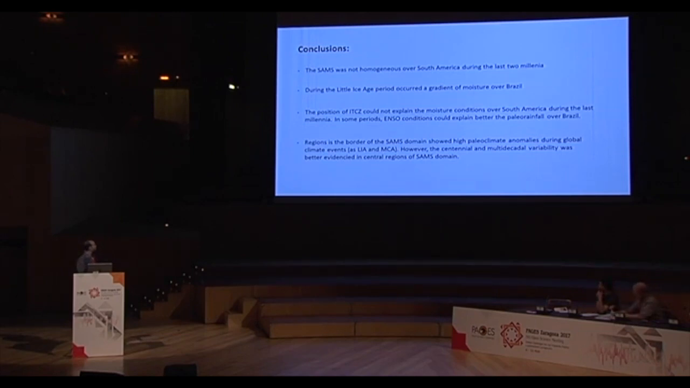The ITCZ position could not explain what's going on in South America. Maybe it could explain just the amount of moisture going into the South American monsoon, but not the distribution of this moisture inside of the South American monsoon domain. Regions at the border of the South American monsoon show stronger anomalies during global climate events like the Little Ice Age and the current warm period, but the centennial and multi-decadal variability is more highlighted in the records in the middle of Brazil.